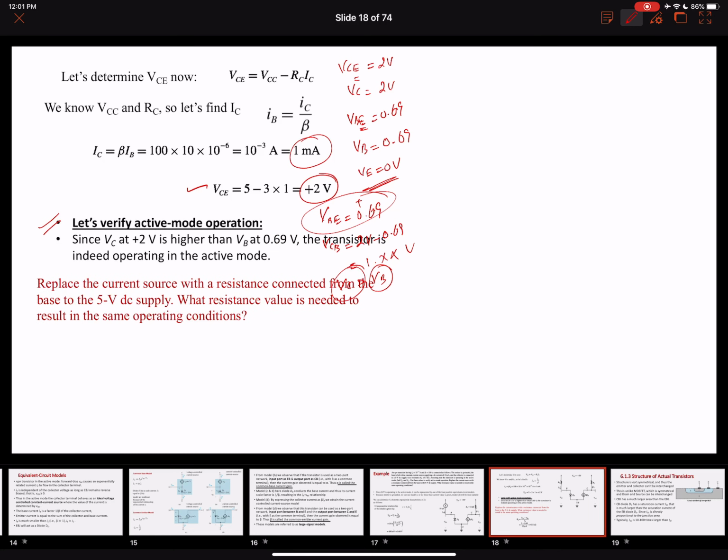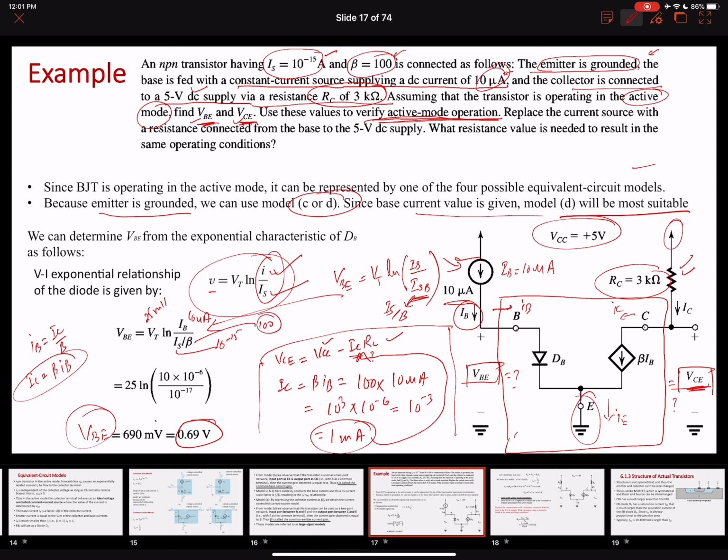Okay, so let's do the second part now. In the second part over here, what we need to do is replace the current source with a resistance from the base to the 5 volt supply, and find what resistance value is needed to have the same conditions. What the question is asking is, all you need to do is take this current source away and connect this terminal to a 5 volt supply.